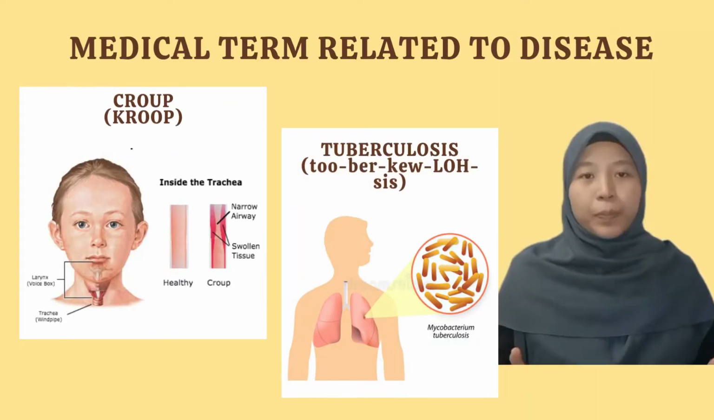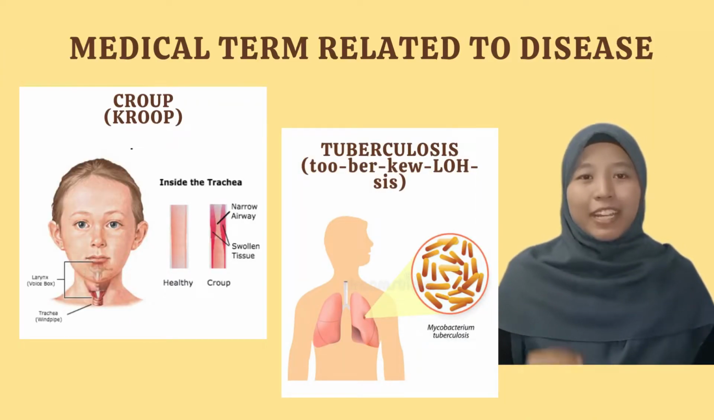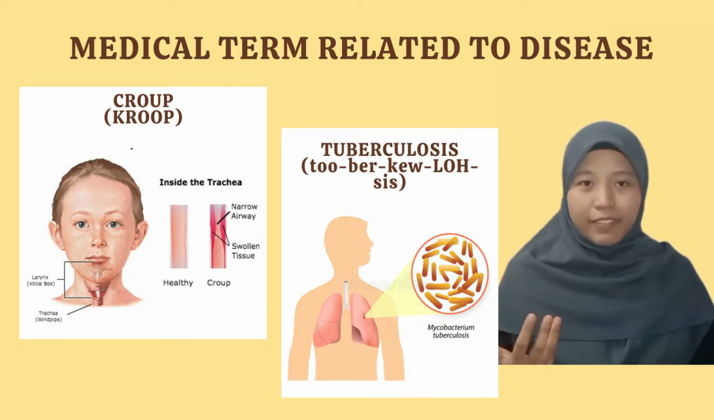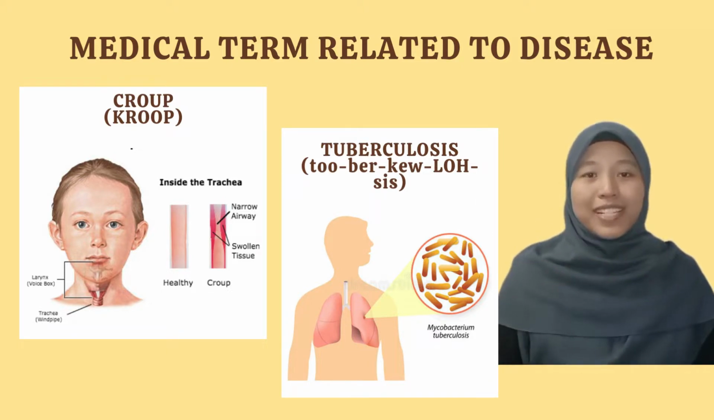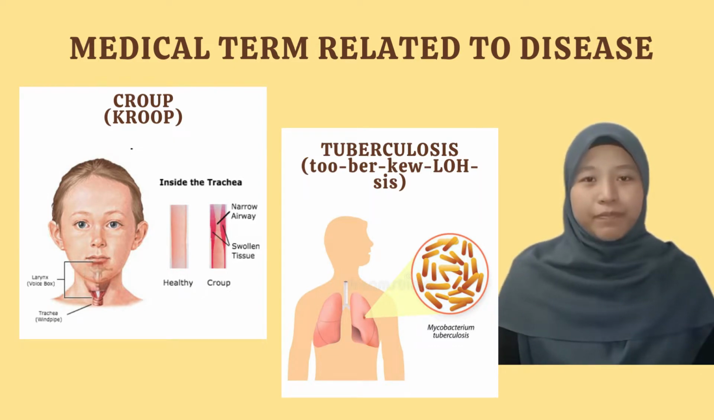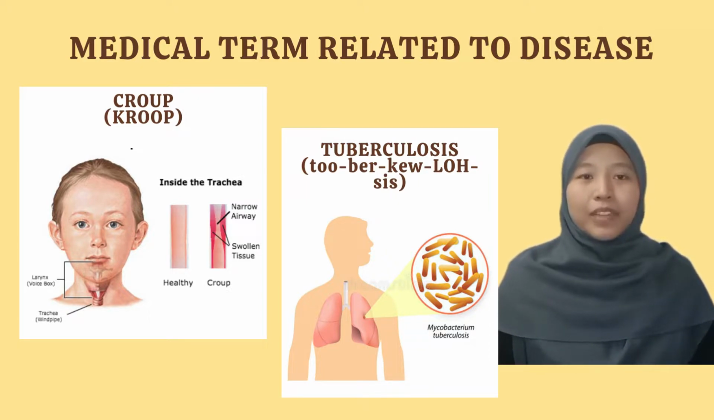Now, we have croup. Croup is an acute respiratory infection in children characterized by obstruction of the larynx, hoarseness, and swelling around the vocal cords, resulting in a barking cough and stridor. Next, we have tuberculosis, which is an infectious disease caused by Mycobacterium tuberculosis that usually attacks the lungs but can also affect other parts of the body too.